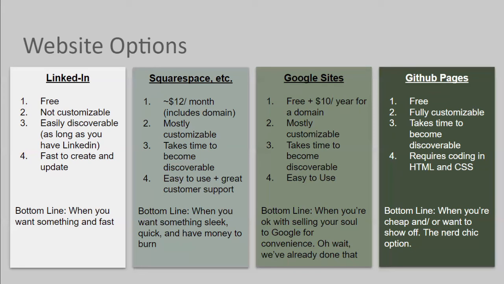Pretty much anything you can think of, you can make on your GitHub page. Whereas Google Sites and Squarespace are somewhat customizable, and then LinkedIn is very much not. So really the amount of time that you're willing to invest dictates how customizable your website can be. And then you also want to consider how long it'll take for your website to be discoverable.